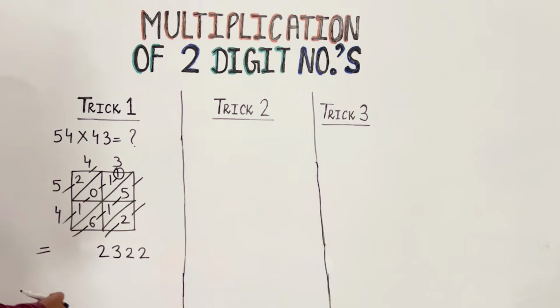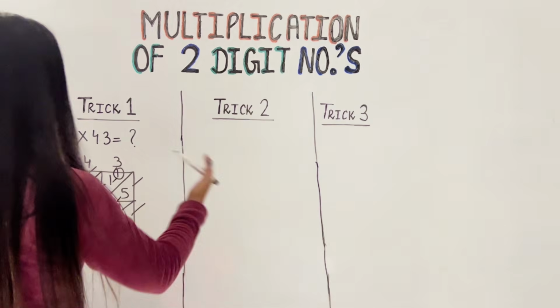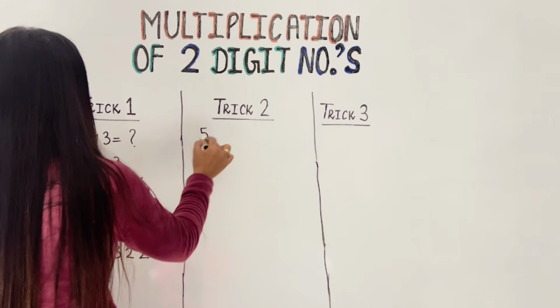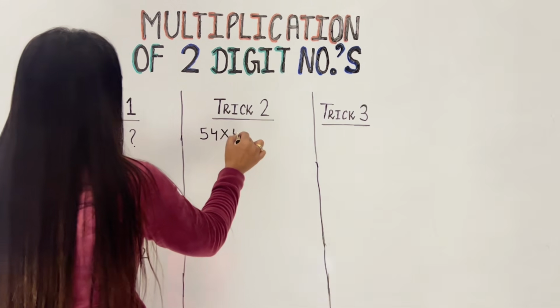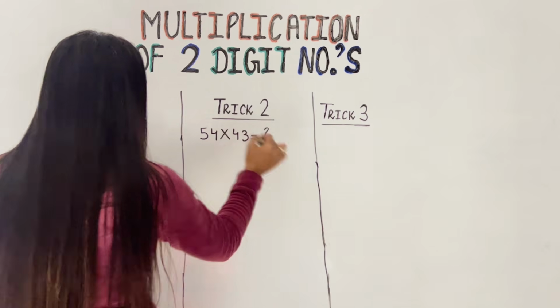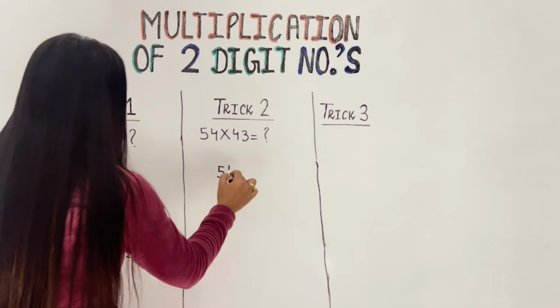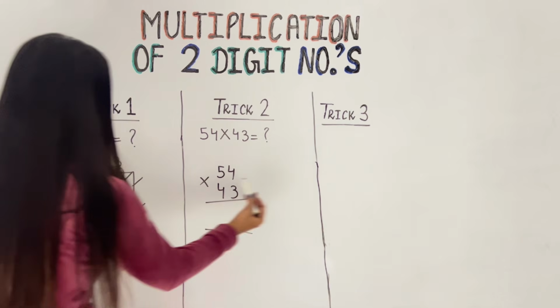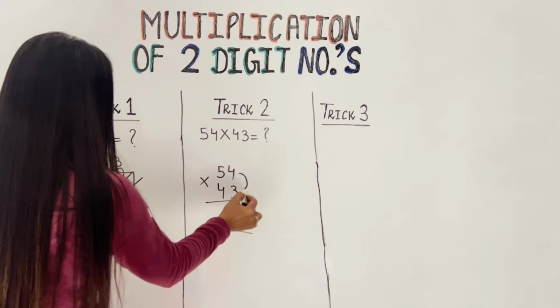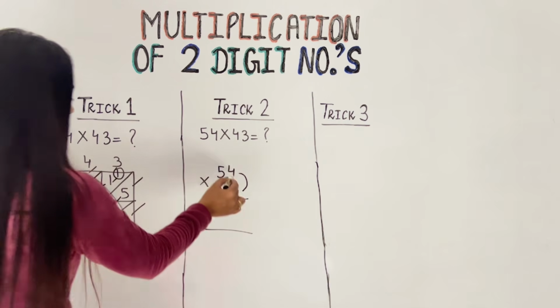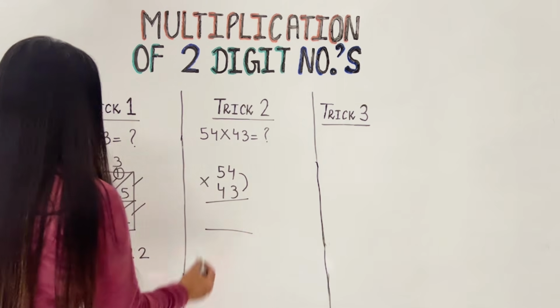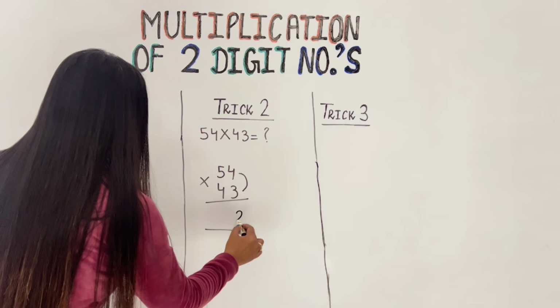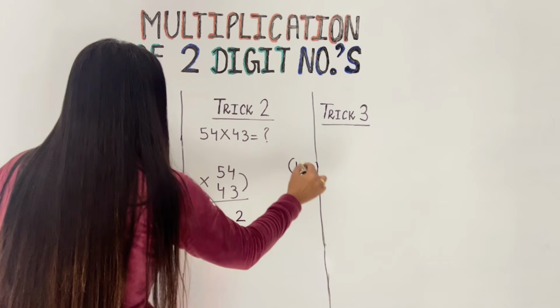As you know, to get the final answer, we add the numbers diagonally, and that's why this method is also known as the diagonal method. Let's move to trick 2. Suppose we have to multiply the same number again, 54 into 43, but with the help of trick 2. What will we do? First, we'll write the numbers like this. In this trick, we have to move from right to left. So first I will multiply the right digits, that is 4 into 3. But again, I can write only one digit at a time. So I will write 2 here and carry forward the 10th digit.